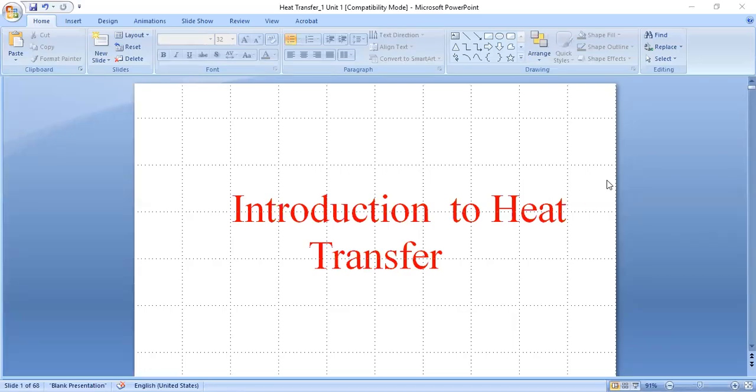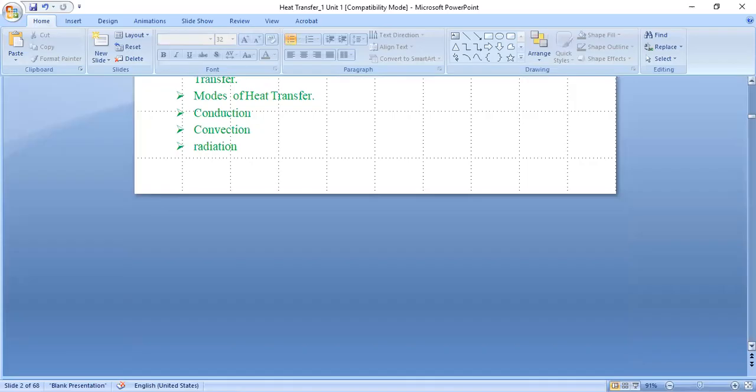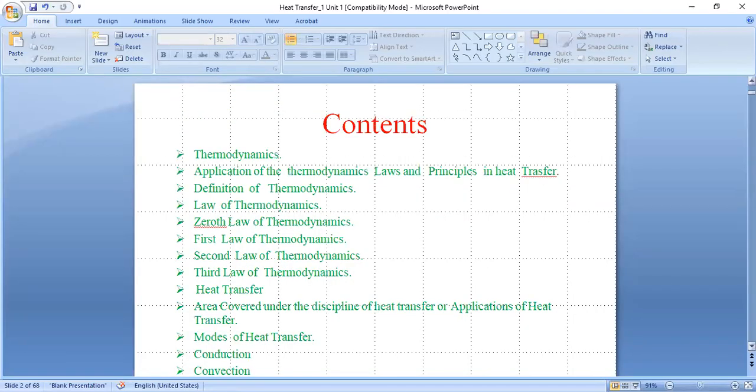Today I will teach Introduction to Heat Transfer. Introduction to Heat Transfer will cover major topics. Look at here, the major topics covered, the contents. First I will teach thermodynamics. Next, the major applications of thermodynamic laws and principles in heat transfer.